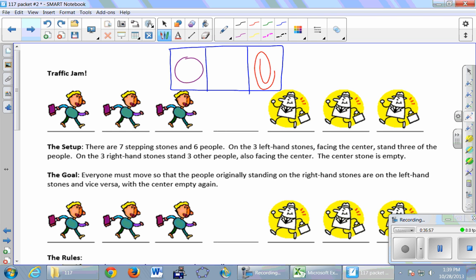Okay, so here's the goal. The goal is to get the paper clip and the penny to swap places. So I want the penny on the right and the paper clip on the left. But we're going to start here, okay? So here are the rules. You don't get to just swap them.